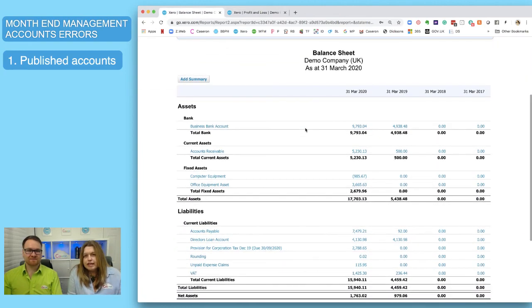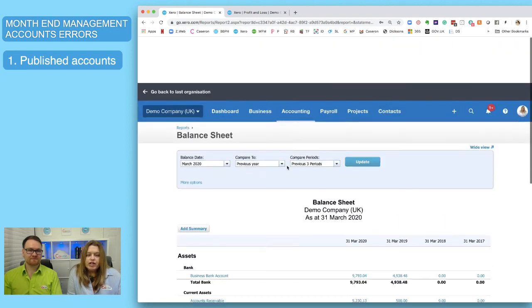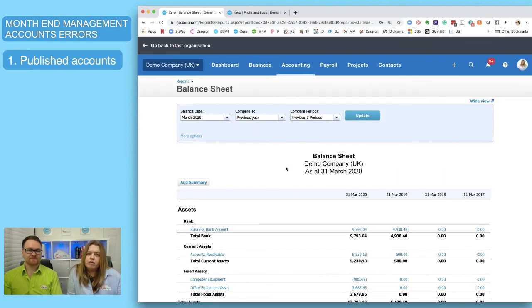Absolutely. It's really easy to make errors and post things in the wrong year. So whether it's payments or invoices or receipts, it's often done. So a good idea from Harry there. So the first issue is that the published accounts sometimes don't match the system accounts.